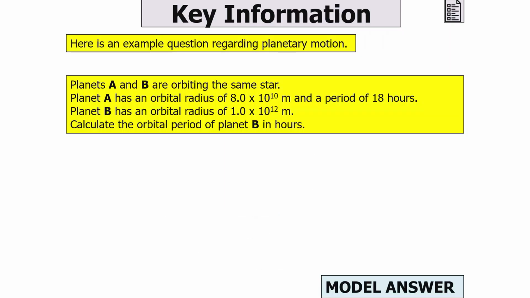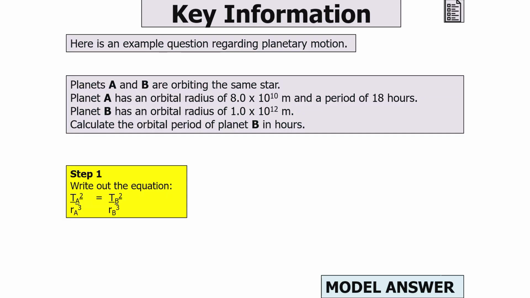So here's an example question regarding planetary motion. Planet A and Planet B are orbiting the same star. Planet A has an orbital radius of 8 times 10 to the 10 meters and has a period of 18 hours. Planet B has an orbital radius of 1 times 10 to the 12 meters. So calculate the orbital period of Planet B in hours.